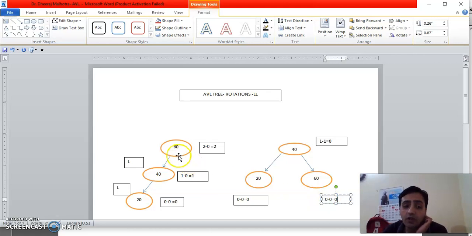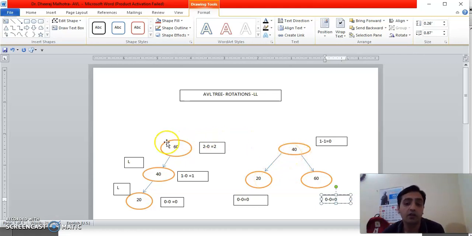When you do a correct rotation, the identification is that the balance factor of all nodes automatically becomes okay. That means they will fall in the range of -1 to +1. It's not necessary that they all will become 0. For example, this is by chance become like this. Secondly, the BST property will be automatically applicable. As per the BST property, 60 should come in the right of 40, and 20 should come in the left of 40. So that is also applicable. This is how we are going to do the rotation.